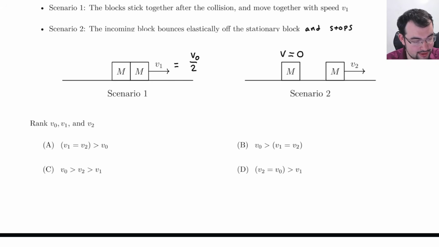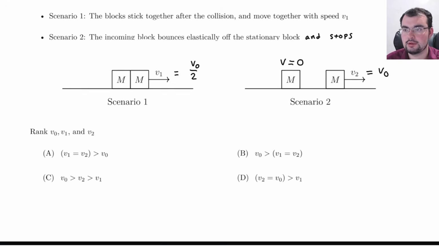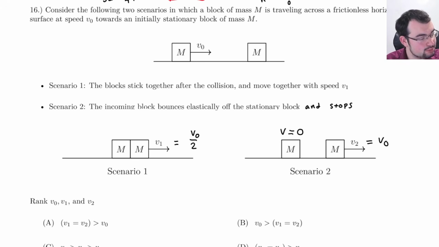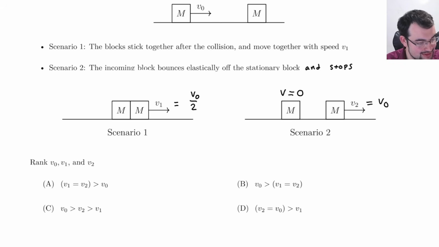Now for our second scenario, we have stopped one of the blocks. So if the momentum of the first block is 0, and we still have to create the same original momentum, v2 must actually also be the original speed v0. Because we're essentially just swapping which block has the momentum. So that's one way to create an elastic collision, is just transfer all of your momentum from one block to the other in this equal mass case.